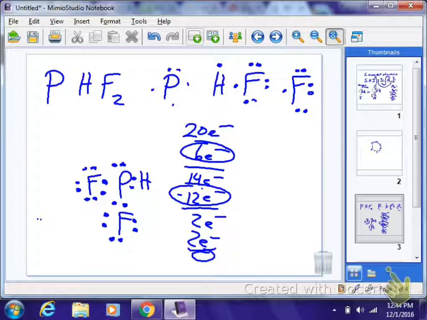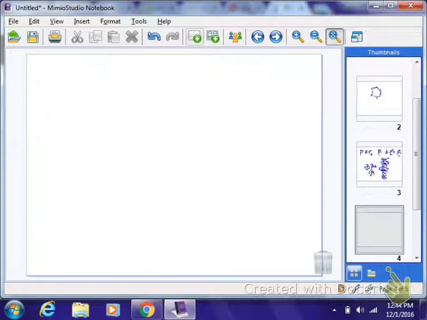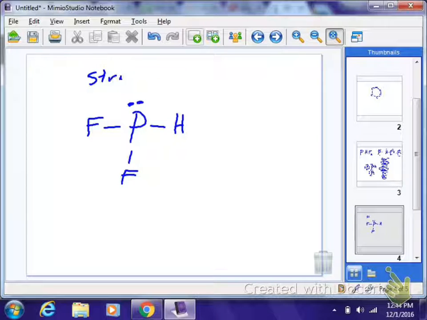And then if we would rewrite that, it would be written like so. Here, you've got P dash H dash F dash F, and then you would show your pair there. And that's called the structural formula. It cleans it up, we don't have to show all the dots at that point in time. It makes it easier to see what's going on with that. So that's the structural formula.